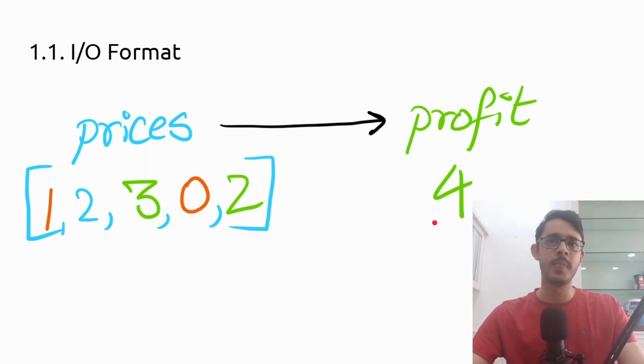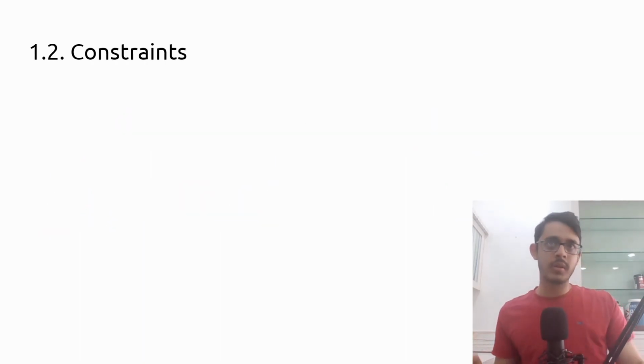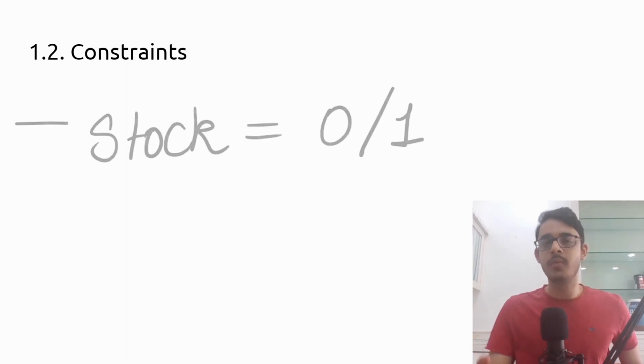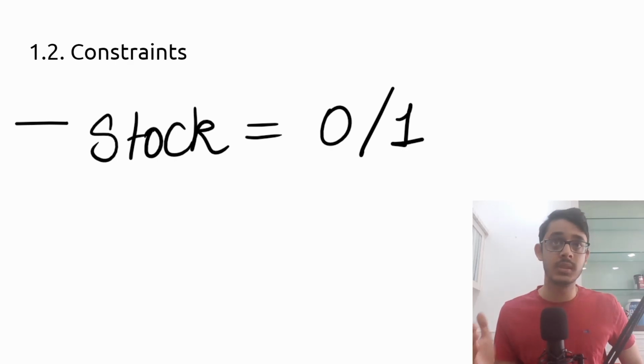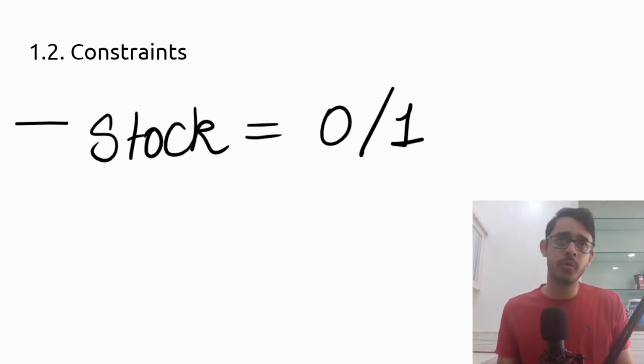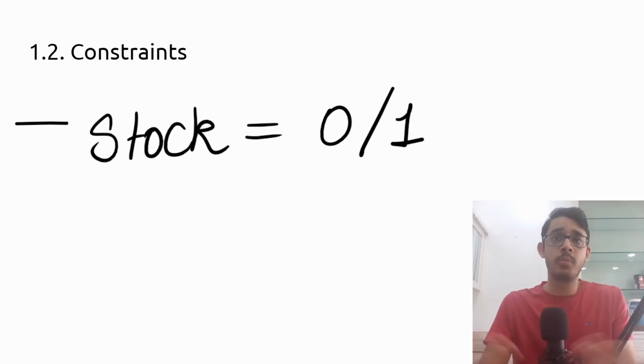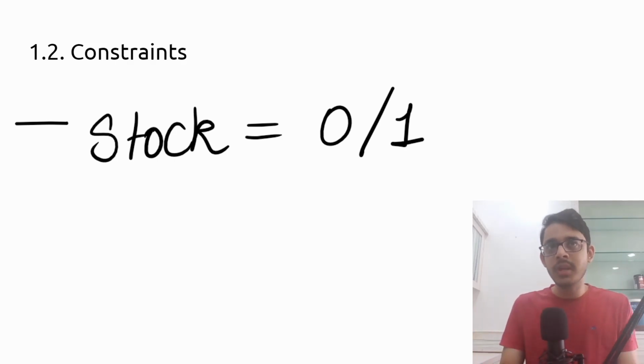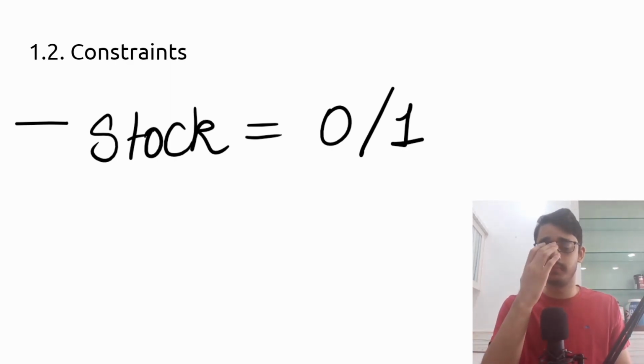Pretty simple, right? Okay, let's talk about the constraints. And this is where things will start to get a bit more interesting. The first thing we note is that the amount of stocks in your inventory or your portfolio can only be 0 or 1. It's always binary. So you can either buy one stock or you can sell one stock. You can't buy 2 or more stocks. You can't sell 2 or more stocks, right? You can only have 0 or 1 stocks in your inventory. This is an important constraint.